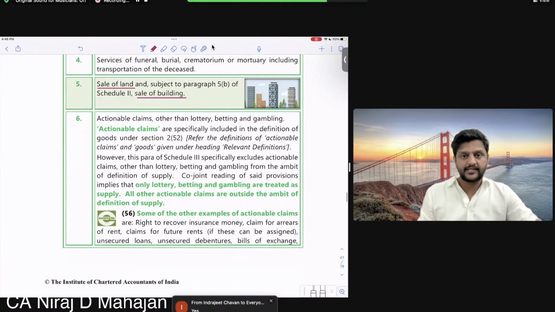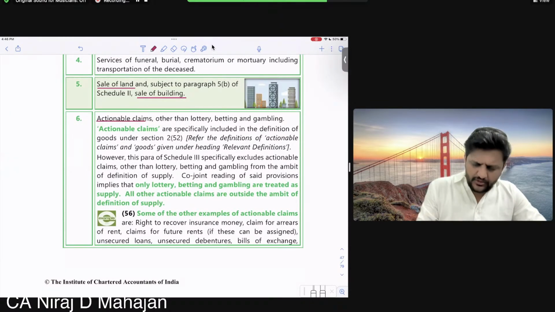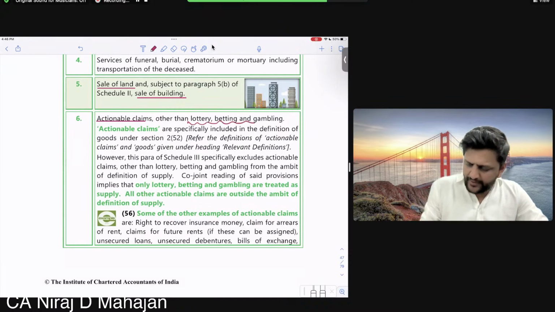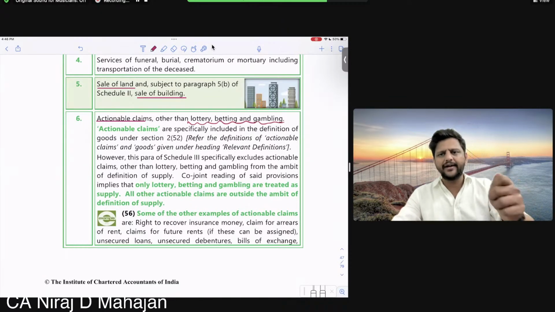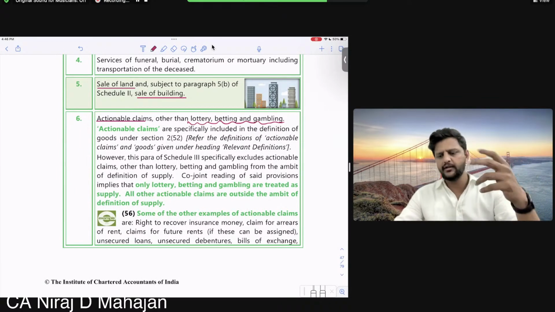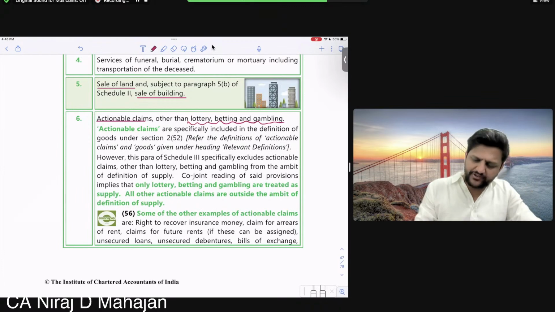Then we are discussing what? The exempted list. Actionable claims, on that GST is not applicable. It is not a supply of goods nor service, except lottery, betting and gambling. That means you are getting a right. Once you win a lottery, you are getting a right to claim that. Betting, gambling, same thing. So actionable claims are specifically included in the definition of goods. It is a part of goods.